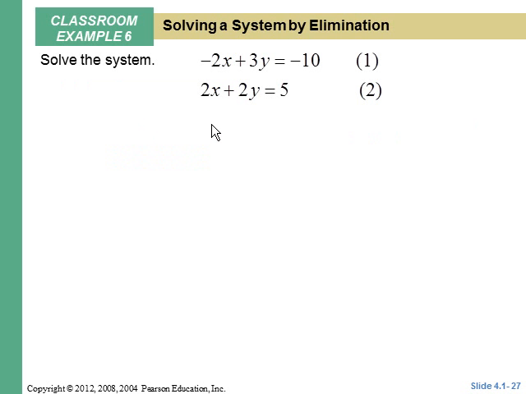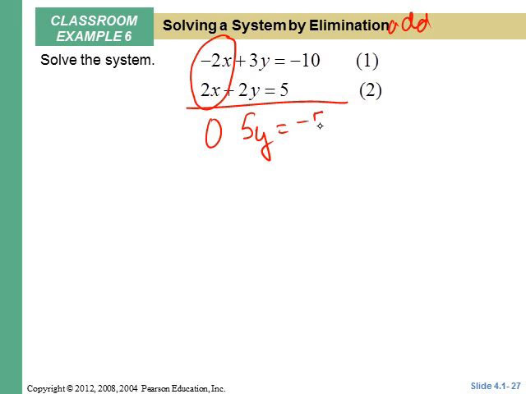Elimination. As I said, elimination is easy when they have coefficients that are the same with opposite signs. We also call this solving by addition, and you'll see why. We're going to add these two equations together. Negative x and 2x. 3y and 2y is 5y. Negative 10 plus 5 is negative 5. Divide both sides by 5, I get y is negative 1.